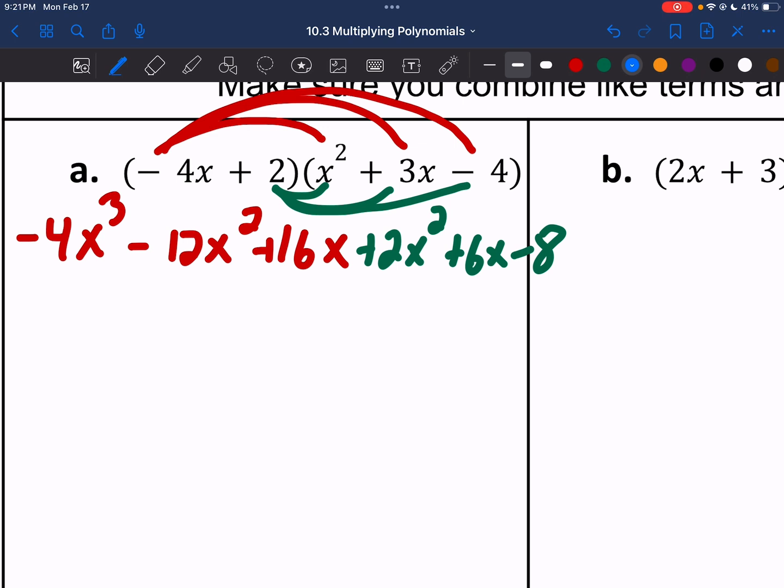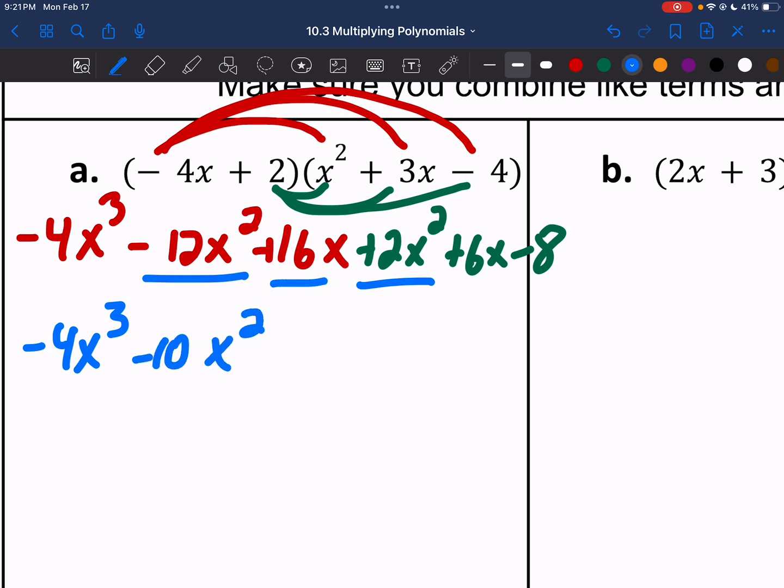We are going to combine all of our like terms, and so we get negative 4x cubed, minus 12x squared plus 2x squared is minus 10x squared, plus 16x plus 6x is plus 22x, and then we have minus 8.